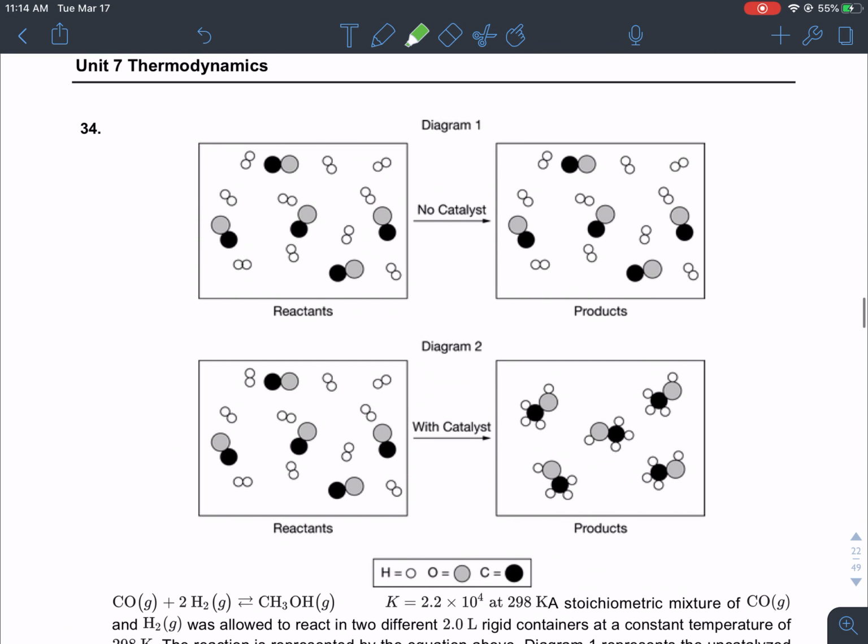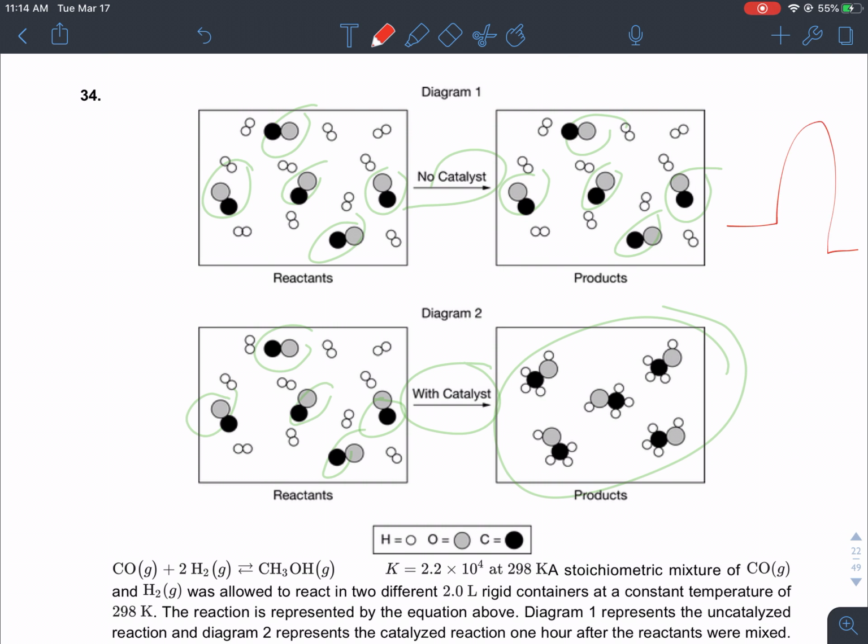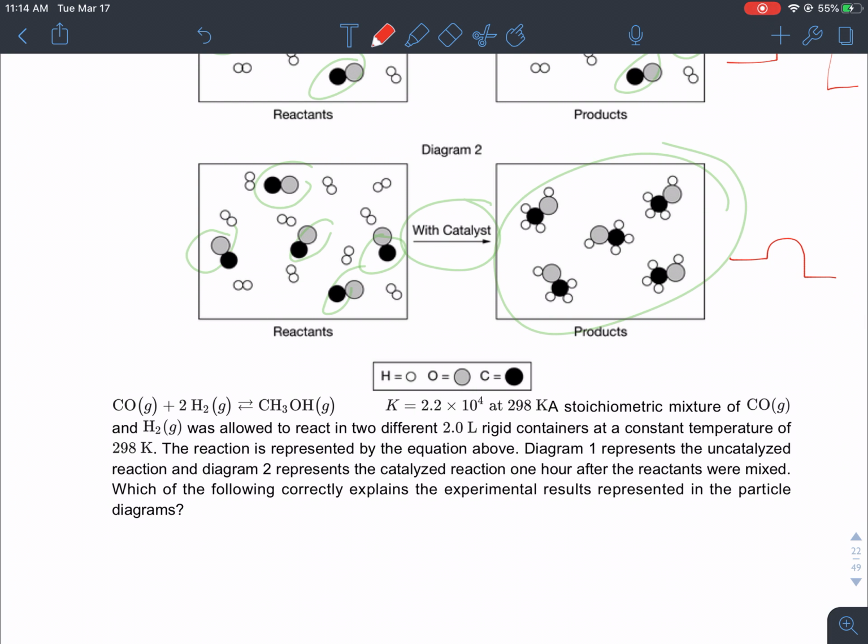All right, number 34. 1, 2, 3, 4, 5. Nothing happened. Ooh, everything happened. No catalyst, with a catalyst. What does a catalyst do? Well, if the reaction was something like this, now it became lower activation energy. So K is equal to 2.2 times 10 to the 4, which is a very big number, meaning that there should be more products than reactants, but it wasn't happening without the catalyst.